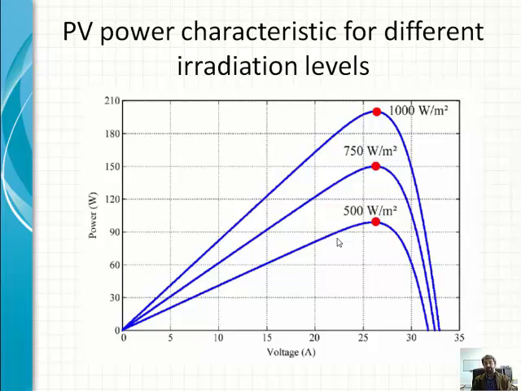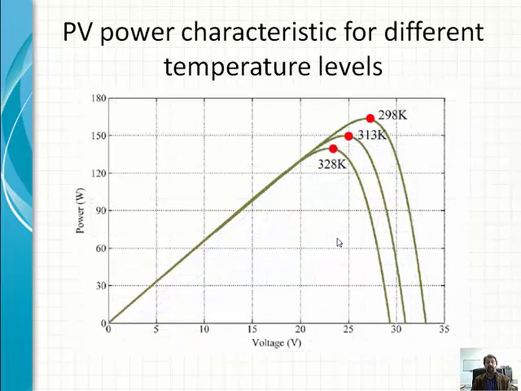Now, what is also interesting to note is that the maximum power in this particular case, as we change the irradiance level, occurs at the same value of voltage. Here in this particular figure, what we find is, with varying the temperature, for different temperature levels, we are looking at how the power varies again with voltage. So in this case, as the temperature increases from 298 to 328 Kelvin, we find that the maximum power point has dropped from around 170 to 140 watts.